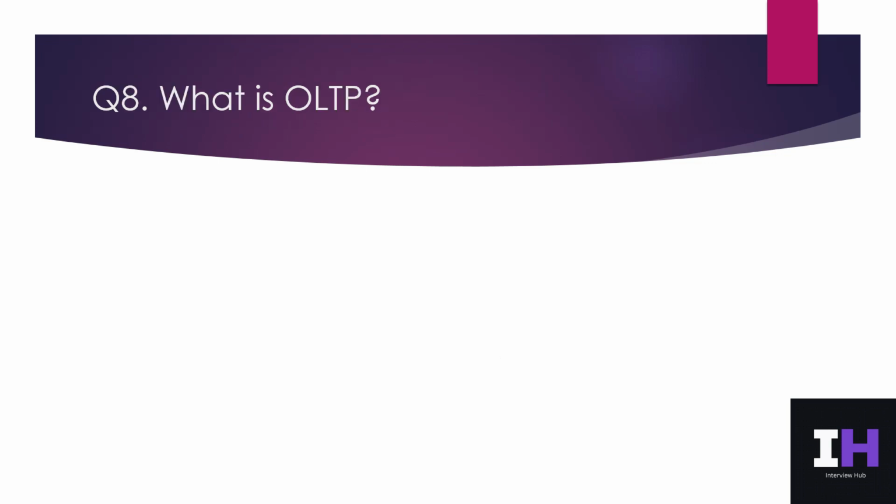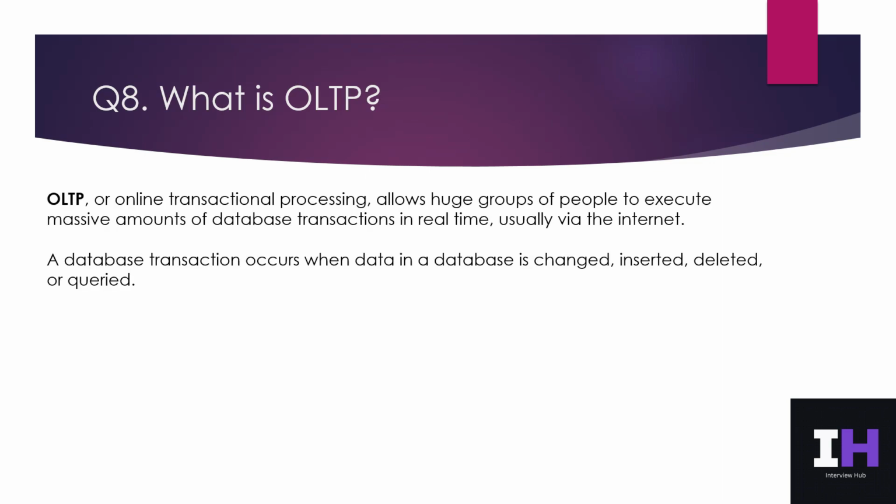Q8. What is OLTP? OLTP, or Online Transactional Processing, allows huge groups of people to execute massive amounts of database transactions in real time, usually via the internet. A database transaction occurs when data in a database is changed, inserted, deleted, or queried.